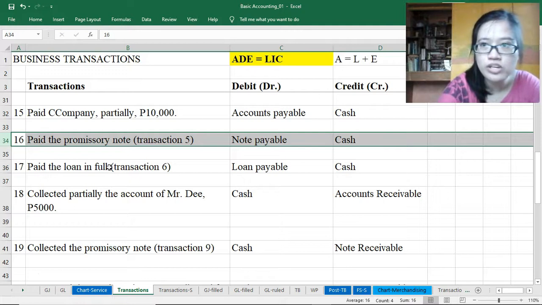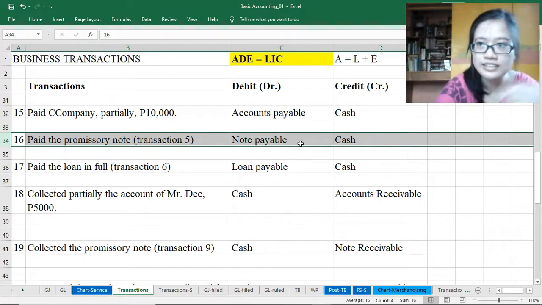16, pay the promissory note in transaction number 5. So, ibig sabihin, may naka-record na tayong note payable. Binayaran na natin siya ngayon. So, affected accounts, kabawasan sa cash kasi nagbayad tayo ng utang. And then, kabawasan din sa liability kasi nagbayad na tayo ng note. Okay? So, in particular, ang debit account natin na gagamitin ay note payable kasi yun yung nakasetup natin na liability na binayaran ng promissory note. And then, credit to cash, kabawasan ng cash kasi binayaran natin yung utang. Okay?